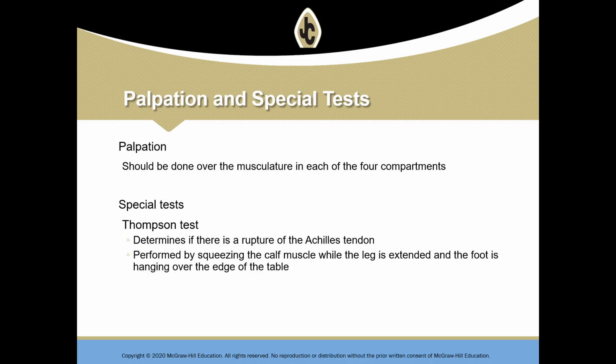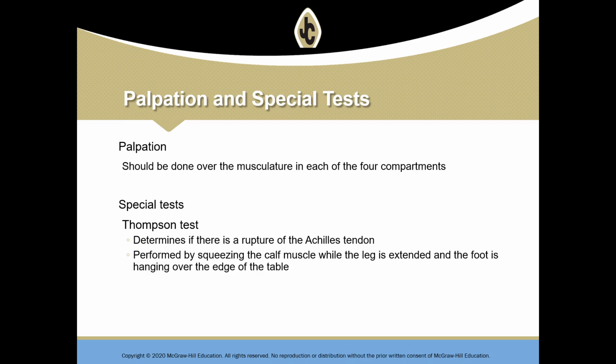Palpation and special tests. Palpation should be done over the musculature in each of the 4 compartments. So we didn't really talk about the compartments, kind of a little higher level anatomy, but basically the lower leg is kind of split into 4 different compartments: the anterior, lateral, and then there's 2 posterior compartments, a deep and a superficial. So anterior is in the front, lateral is on the outside, and the 2 posterior in the back of the lower leg.